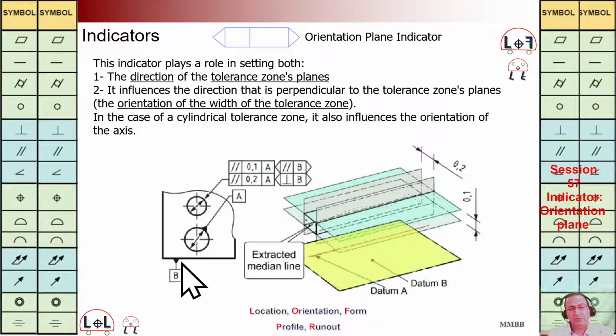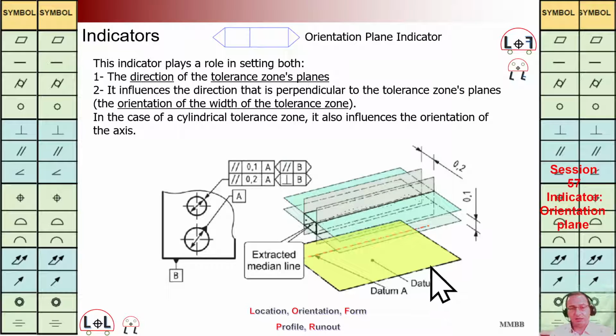We are going to have reference plane B here, reference axis A here, and the axis of this hole should be parallel to A, while we are going to have this orientation plane control perpendicular to B. Let's see what it means. It means we are going to have two planes perpendicular to B with this distance.